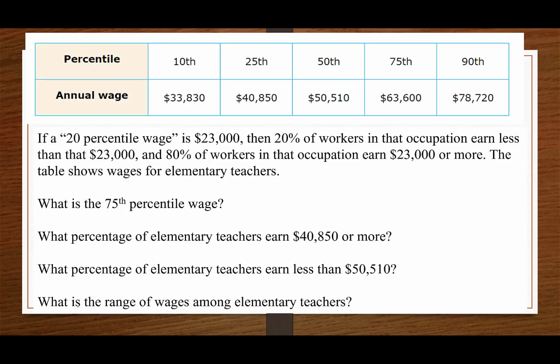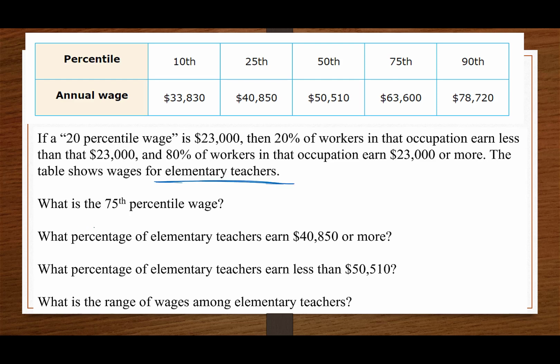Okay, let's take a look at this question. This was copied from your WebAssign homework. It says, if a 20th percentile wage is $23,000, then 20% of the workers in that occupation earn less than $23,000, and 80% of the workers in that occupation earn more. Okay, so here is our percentile table up here. We know the 10th, 25th, 50th, 75th, and 90th percentile of elementary teachers.